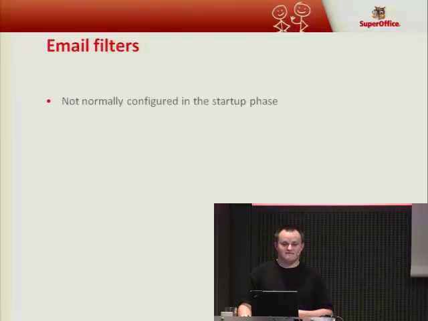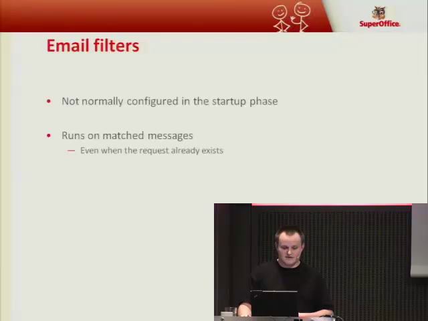Then we have something called email filters, which we normally don't configure in the startup phase, unless they have very special emails getting in from, for instance, some maintenance tools or any other tools that generate a lot of messages, or for instance, out of office mails. It runs on matched messages. You enter a regex when you create an email filter, and observe that it runs even on requests that already exist.